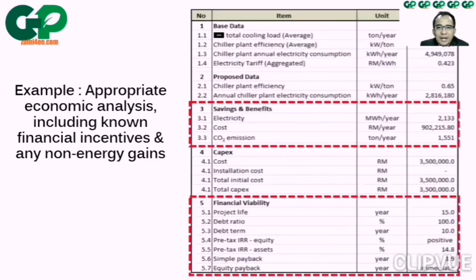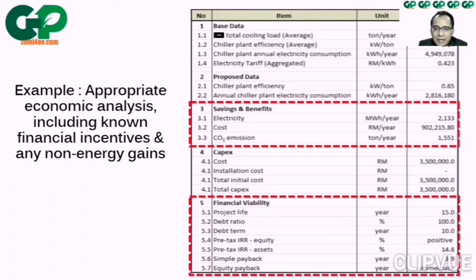And next one, this is an example of the appropriate economic analysis they have to conduct as a part of the energy audit reporting. In this example here, they indicated the current performance of the system. For example, here the chiller. Okay, they know what the chiller performance was before, and then what the chiller performance is based on the proposed solutions, and they are highlighted here as well. Okay, saving benefits in terms of electrical energy, in terms of cost, or even here they include CO2 emission avoidance. Okay, and then the capex required, the capital expenditure required.